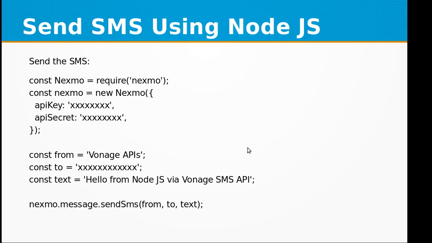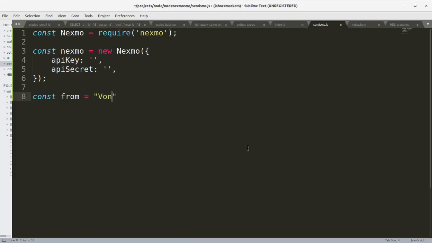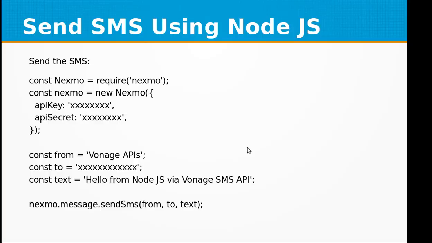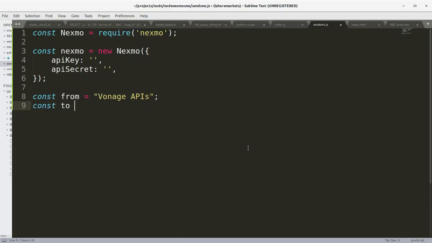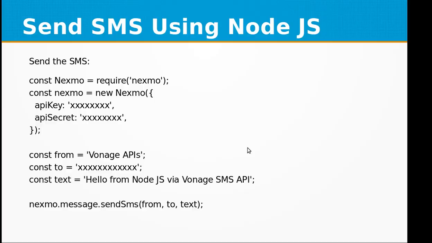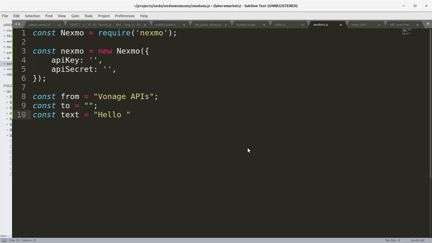Const from variable, this will be the sender name which will be displayed on the recipient's phone. Then we have const to. This is the cell number where you want to send the SMS and the text. What text message you want to send to the target user. So I'm going to send hello from Node.js via Vonage SMS API.